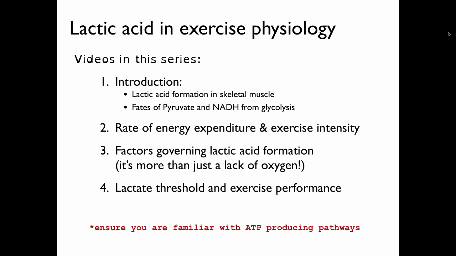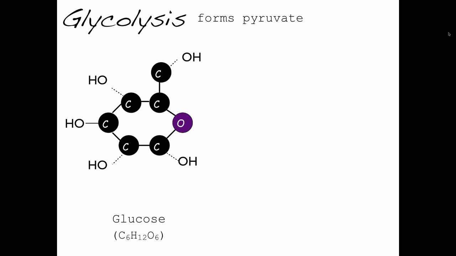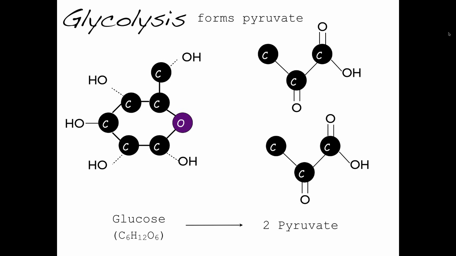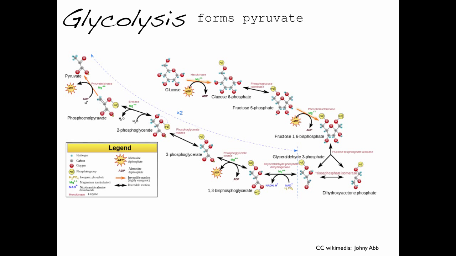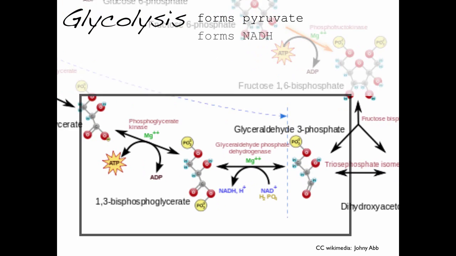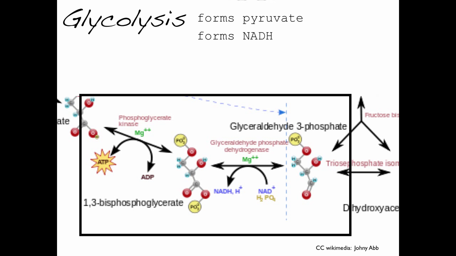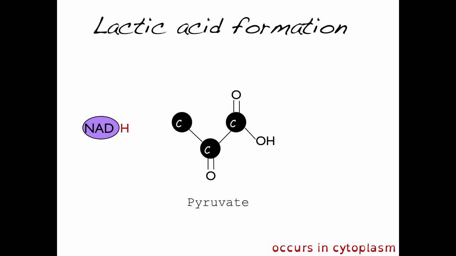So let's get started. As a quick review, recall that through a series of 10 reactions in glycolysis, glucose, a 6-carbon molecule, is converted to 2 pyruvate molecules, so 2 3-carbon molecules. And as you can see here, we have a 10-step reaction that's going to both consume and produce ATP and is going to form a couple molecules of NADH. To review, products of glycolysis include pyruvate and NADH.